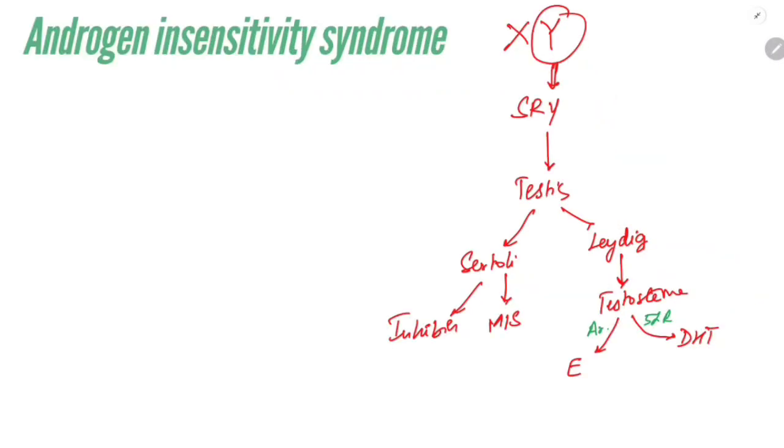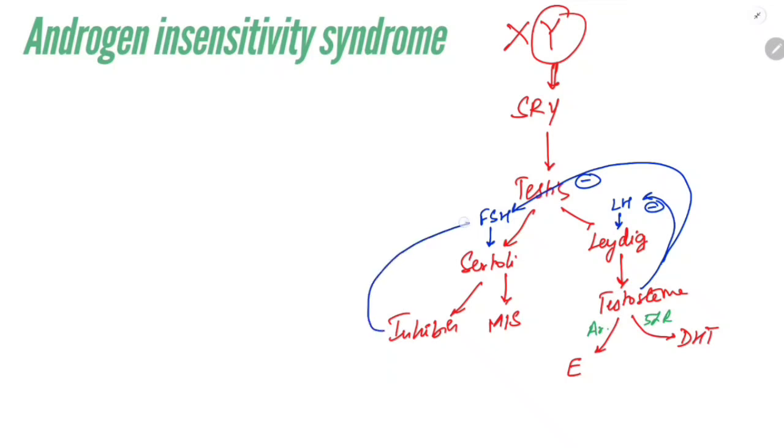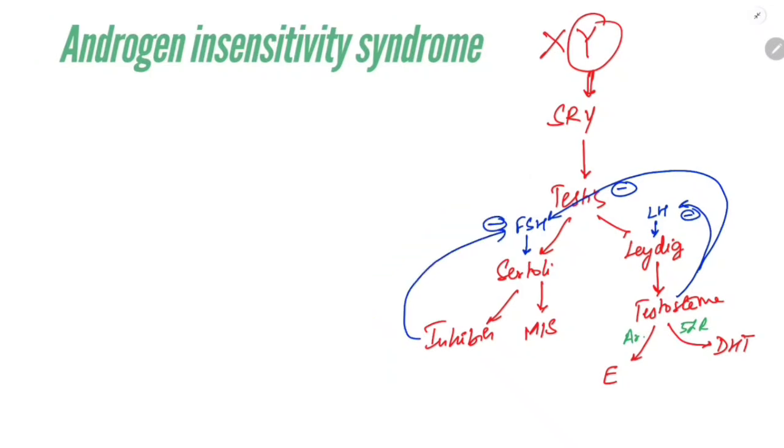GnRH increase ana, the pituitary is going to produce FSH and LH. FSH is going to act on Sertoli cells, whereas LH is going to act on Leydig cells. Negative feedback பொறுத்த வரைக்கும் testosterone is going to have a negative feedback on LH as well as FSH. Ana, inhibin is going to have a negative feedback only on FSH.